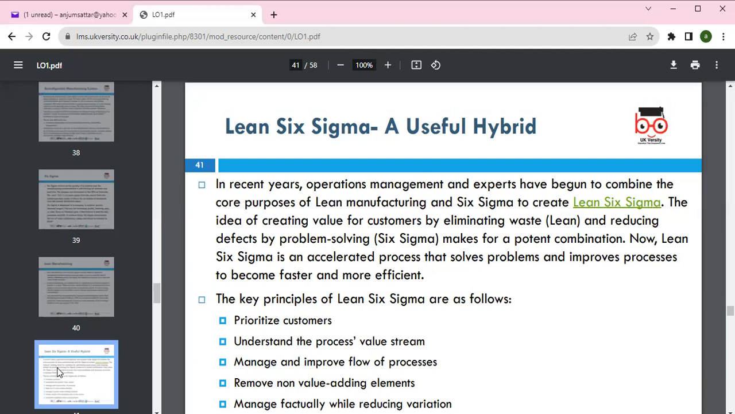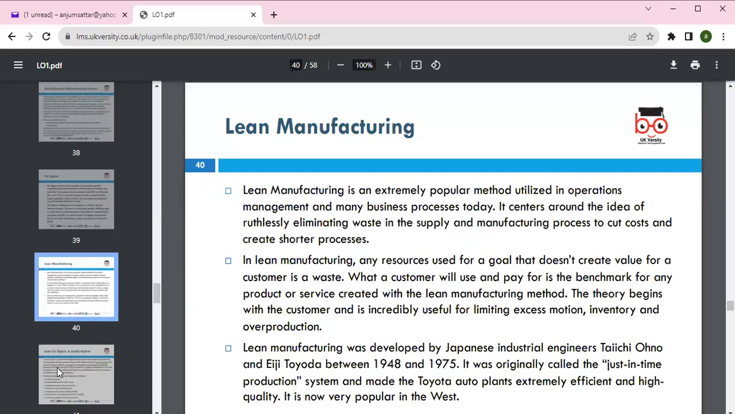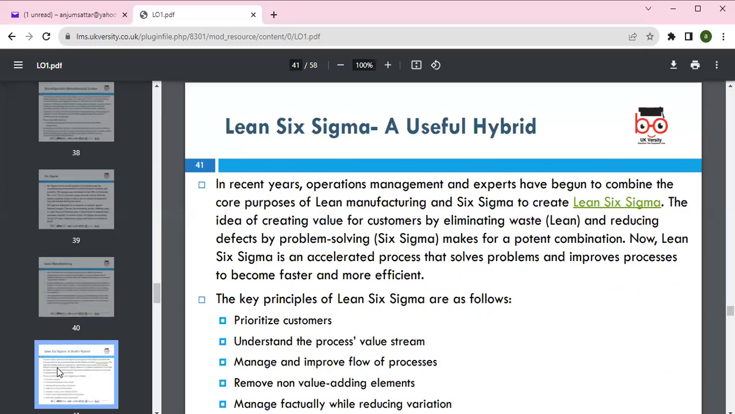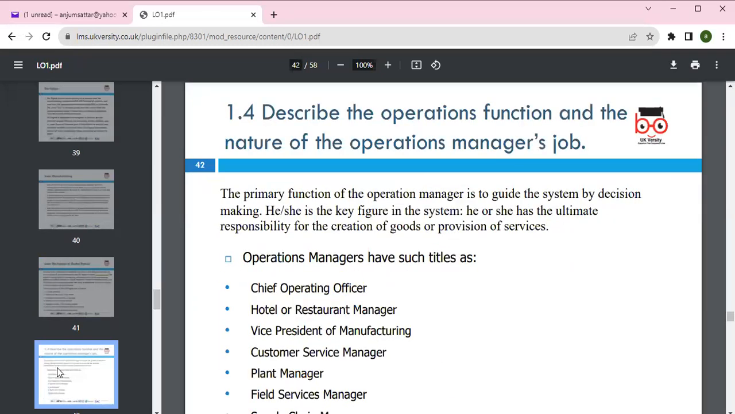In recent years, operations experts began combining the core purposes of lean and Six Sigma. Lean Six Sigma: the idea is to value the customer, eliminate waste and reduce defects, because rework is more expensive than getting it right the first time. Put your process in place, prioritize the customer, understand the process, manage and improve the process, and remove non-value-adding elements. So lean is more about increasing profit and reducing cost, and Six Sigma hybrid, which we just mentioned.